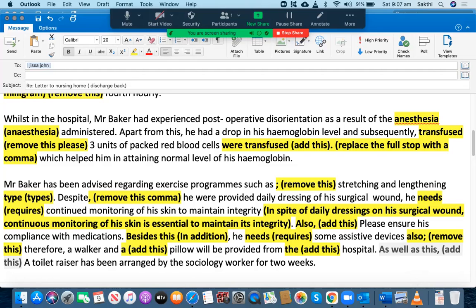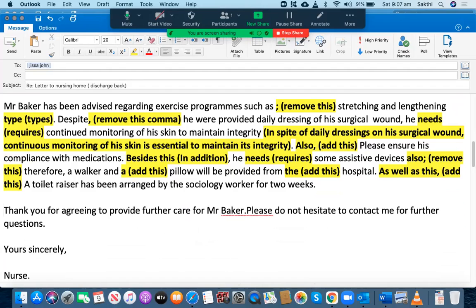All right, cool. Let's go through. A toilet razor has been arranged by the social worker for 2 weeks. Okay, that's good. Thank you for agreeing to provide further care for Mr. Baker. Further care too. You can use it too. Two is more appropriate in this case. Further care too Mr. Baker. Please do not hesitate to contact me for further questions. Okay, that's good. You not to hesitate to contact me for further question. No, further information.